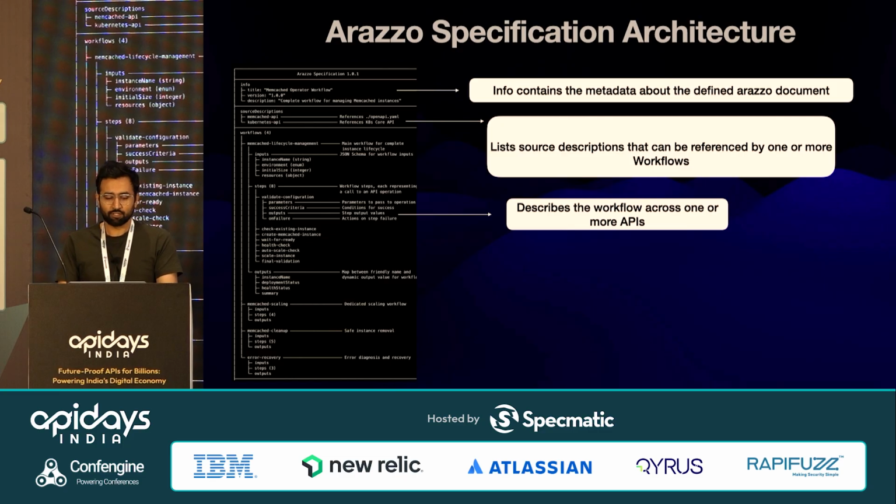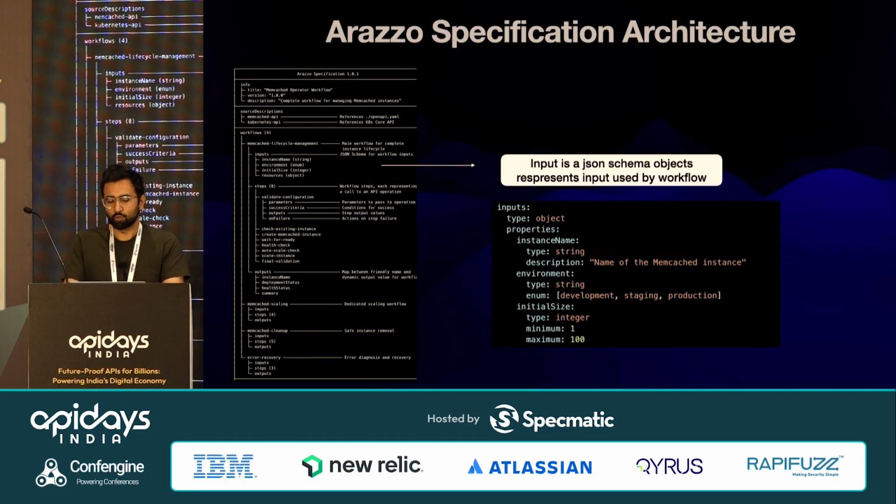The workflows are actually divided into some parts, and they describe how you can use one or more APIs. The first part is the input. Input is basically a JSON object schema that represents how your workflow will operate. As you can see, under the properties, we have the instance name, we have the environment, so we can run on development, staging, production, and the initial size of the pod, like minimum and maximum, is specified here.